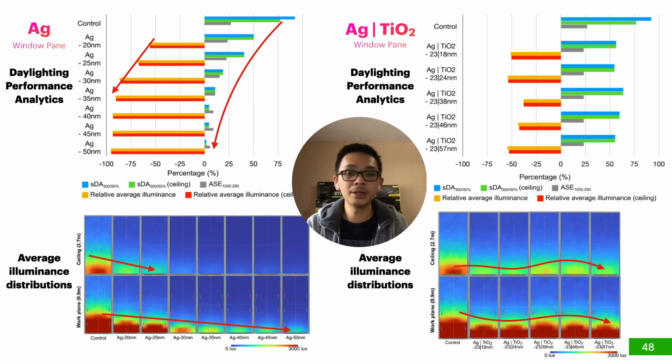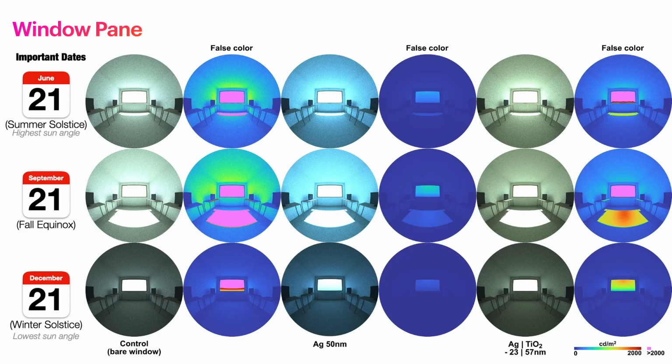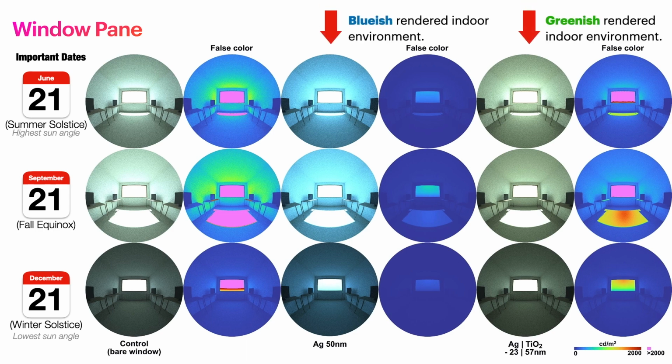To study further, we perform the day-specific daylight simulation to understand how different sun angles can affect the performance, from the highest sun angle in the summer to the lowest in the winter. What we can see over here is a bluish color rendered in the indoor space for the AG films, and a greenish color rendered in the indoor space.